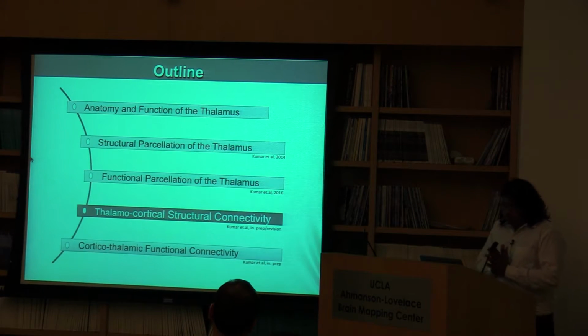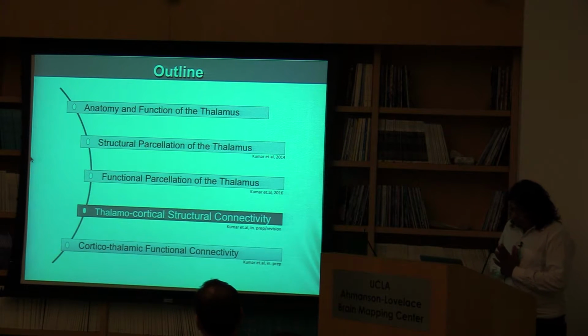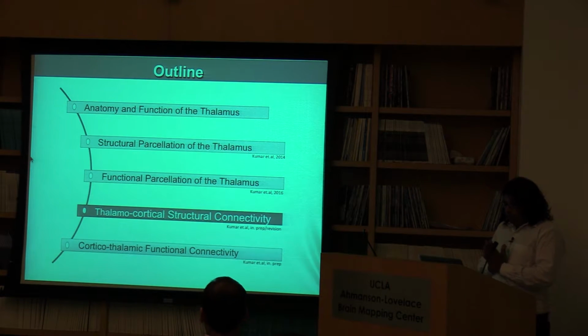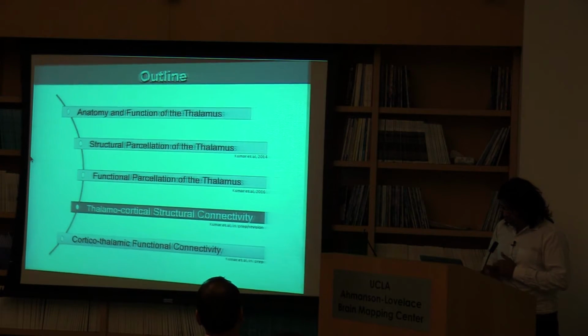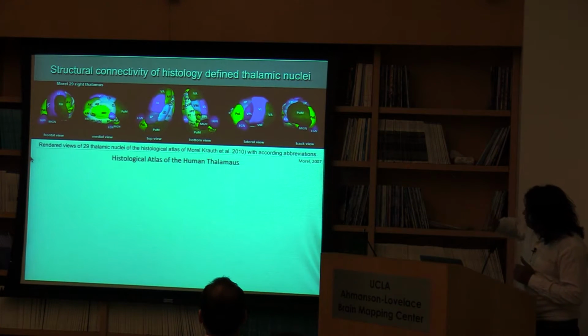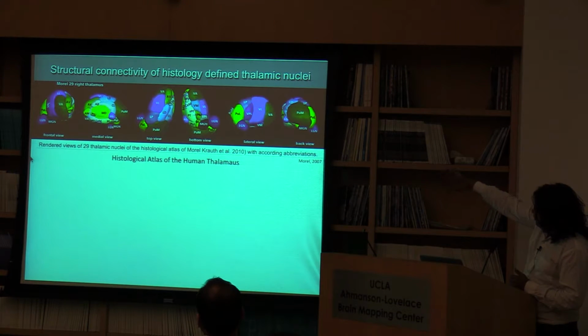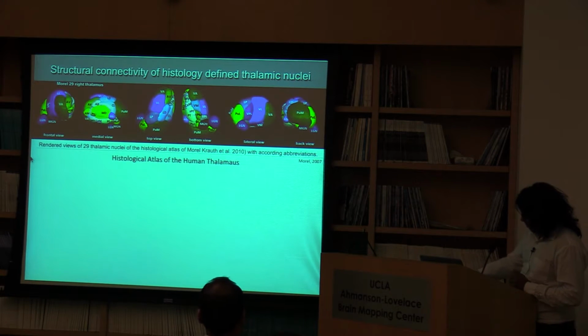Now I want to switch to the next study in which we performed thalamocortical structural connectivity with histologically defined thalamic nuclei. Here on the top you see a histological atlas of the thalamus. The different colors show different thalamic nuclei and also their names.